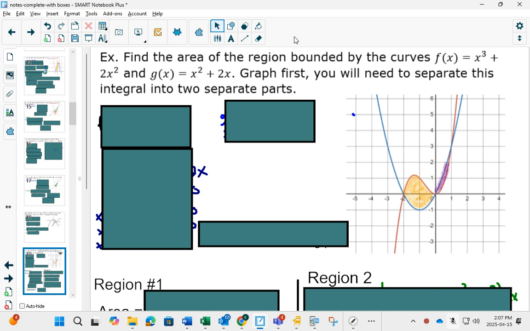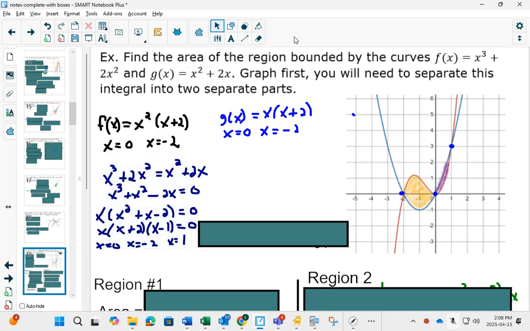And the difference is at one place, the red graph is above the blue graph, and the other place, the blue graph is above the red graph. So if you just went from -2 up to 1, because this is where they intersect at 1, they intersect at -2, and they intersect at 0. If you just did from -2 to 1, well, part of that area would have been positive and part of it would have been negative, and you would get the wrong answer. So we find our intersection points of 0, -2, and 1.